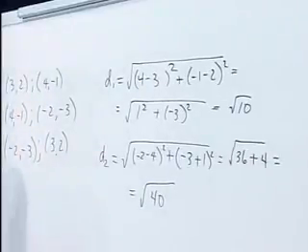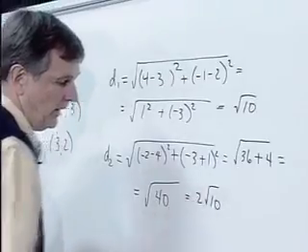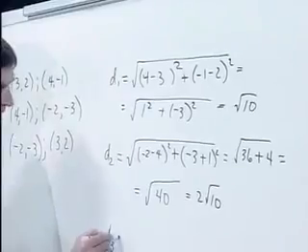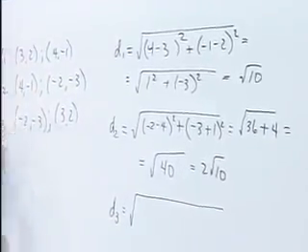And I can reduce that. What would be the simplified version of the square root of 40? 2 square root of 10. 2 square roots of 10. And now the last distance, D3, is the square root of 3 minus negative 2.